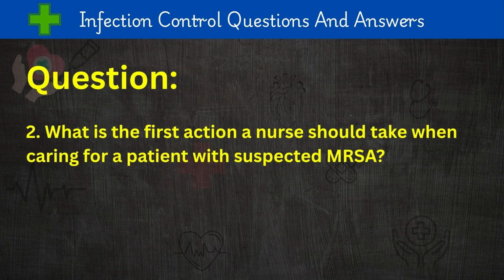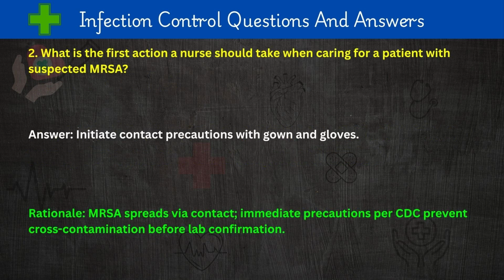2. What is the first action a nurse should take when caring for a patient with suspected MRSA? Answer. Initiate contact precautions with gown and gloves. Rationale. MRSA spreads via contact. Immediate precautions per CDC prevent cross-contamination before lab confirmation.